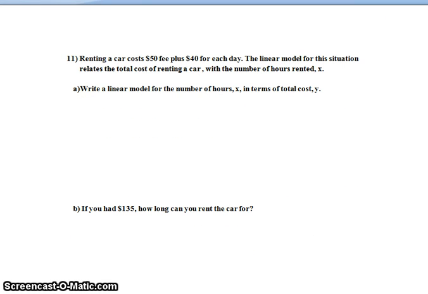All right, last one. Word problem again. Don't be scared. Renting a car costs a $50 fee plus $40 for each day. Okay, $50 fee plus $40 for each day. That's the same thing as saying per, and we talked about per. That's multiplication. So 50 plus 40 per day.